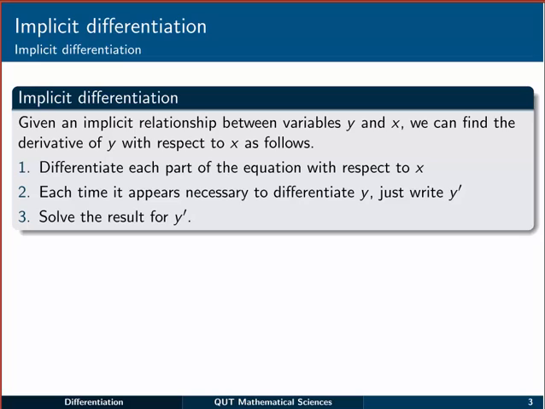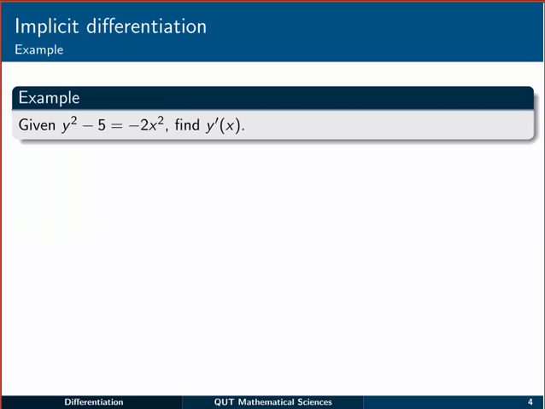Now what you'll end up with is an equation which has maybe y's and x's in it, but it'll also have some dy dx's. The idea is then to just rearrange that and solve that resulting equation for y dash. So that's the final step here, step 3. Let's check out an example.